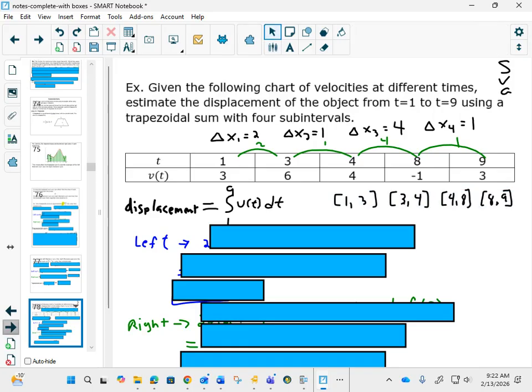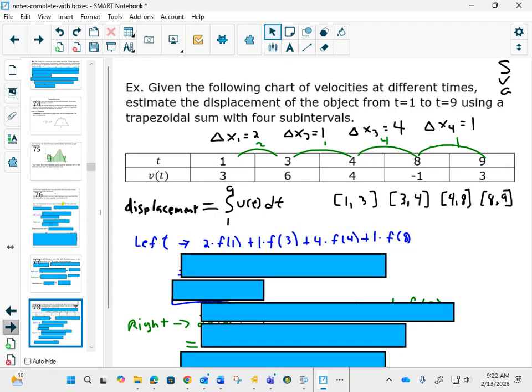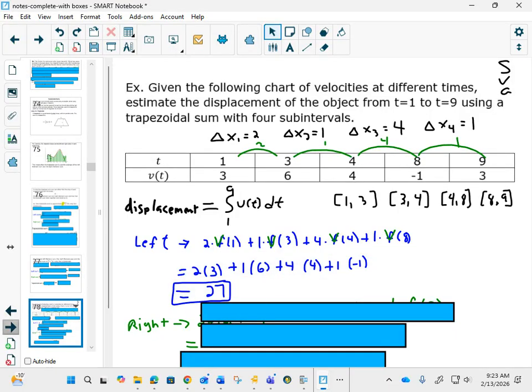There's our 4 intervals. So if we want to find the left ones, we take the width times the height, the width times the height, the width times the height, the width times the height, and the height is plugging in the left side. And we can get f of 1, f of 3. I guess technically, change these to v's. We've got v of t in the question there. So v of 1, v of 3, v of 4, v of 8. And get those values.